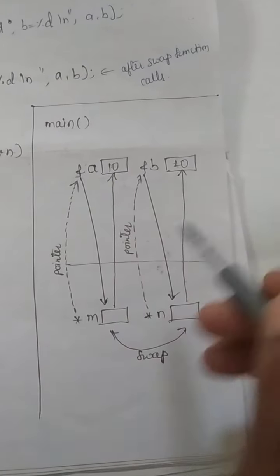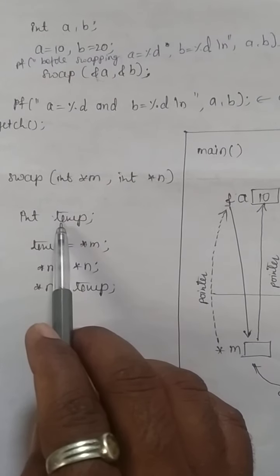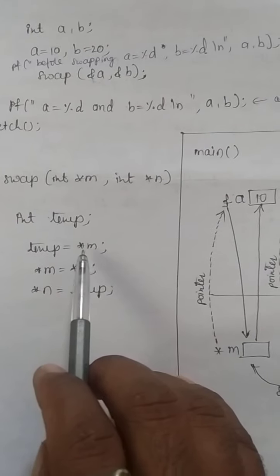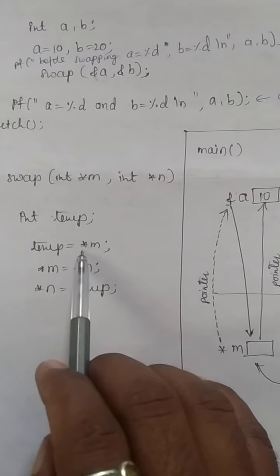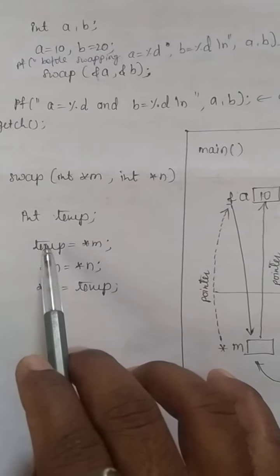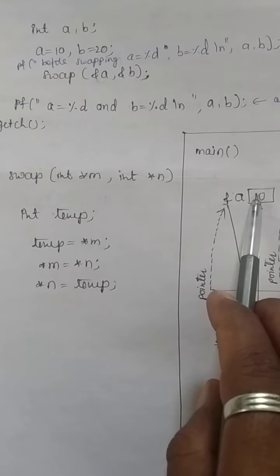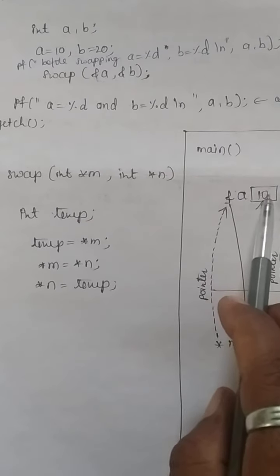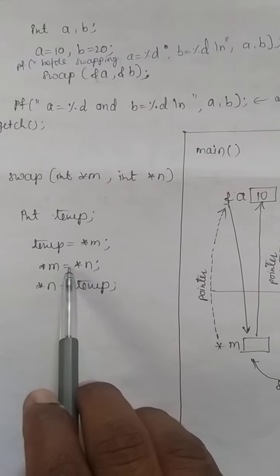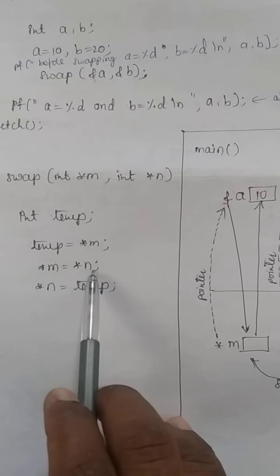Okay, now then what happens? Using this swapping technique, int temp; you can take temp also as a pointer, not a problem. temp = *m. It means whatever this pointer is pointing to, that value is going to be assigned to temp. *m is pointing to whom? Address of A. In this location, how much is there? 10 is there. So 10 is assigned to whom now? temp.